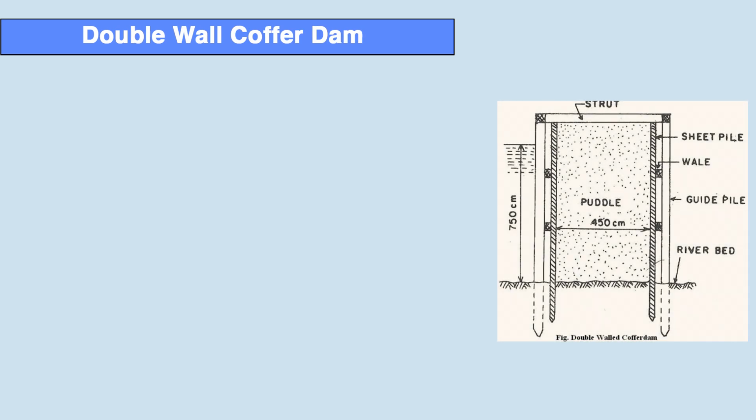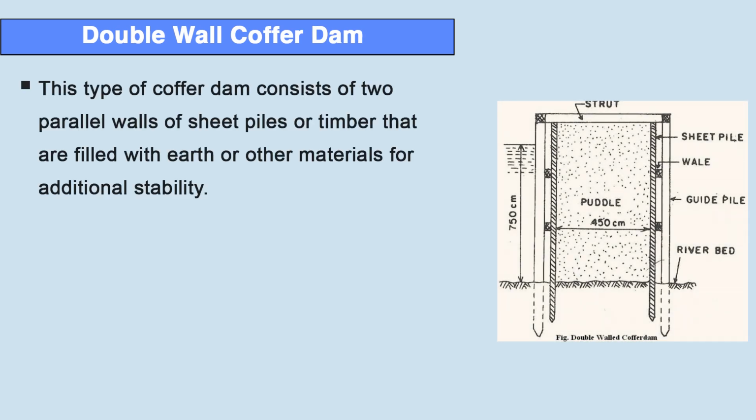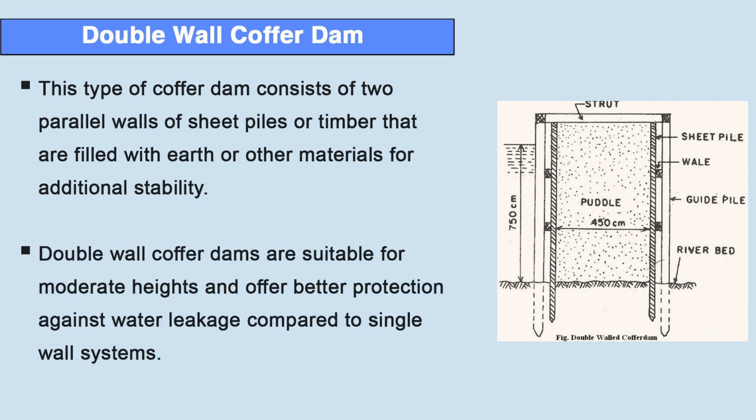Then the next is the double wall coffer dam. This type of coffer dam consists of two parallel walls of sheet piles or timber that are filled with earth or other materials for additional stability. Double wall coffer dams are suitable for moderate heights and offer better protection against water leakage compared to single wall systems. The space between the walls provides extra resistance to the water pressure, making them reliable for projects requiring a higher level of water exclusion.